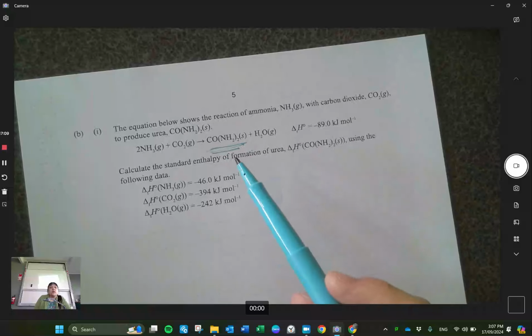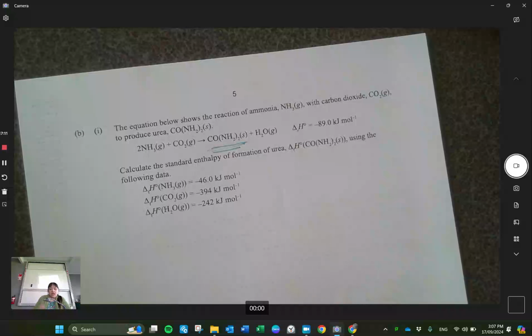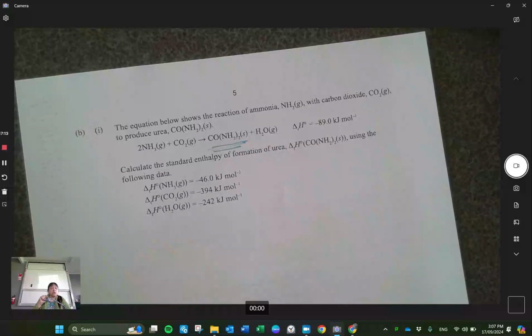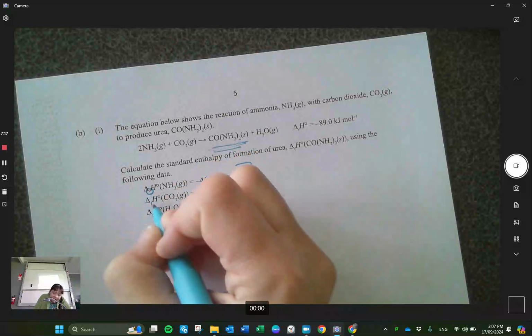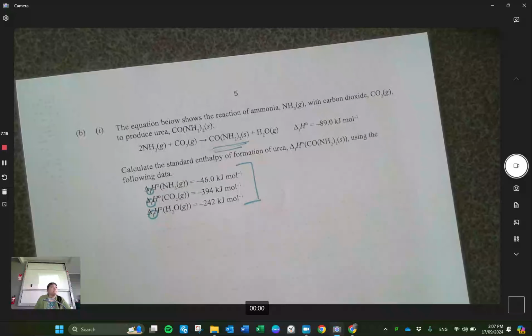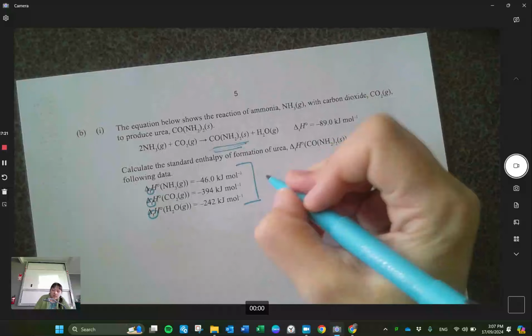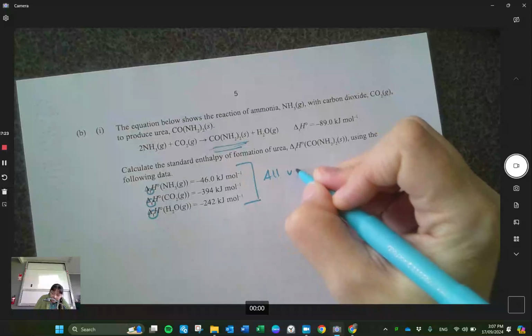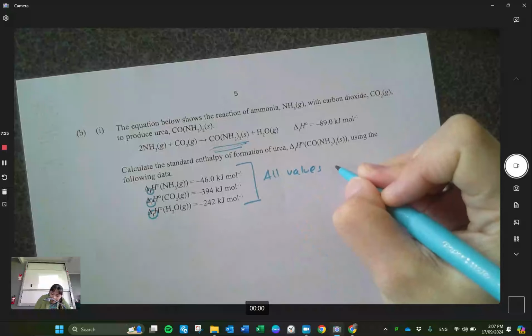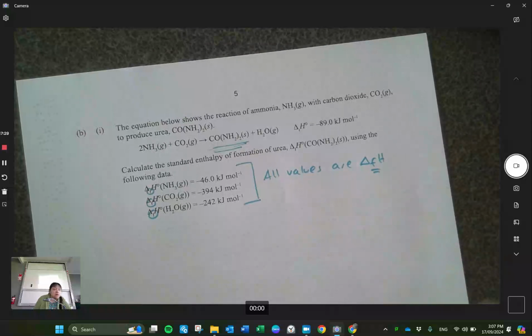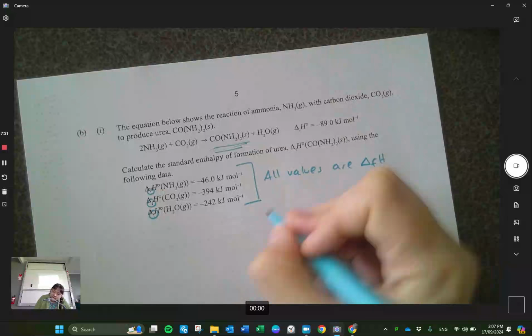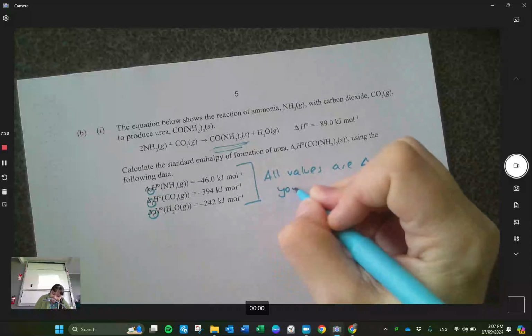Okay, this equation here, you can use a shortcut. And the reason why you can use the shortcut is because all the values they've given you here are in the formation setup. So all values are delta Hf, and there has to be formation. You can use the shortcut.